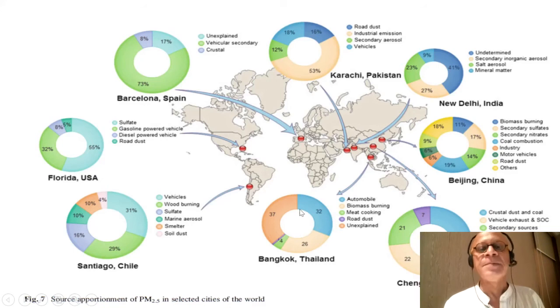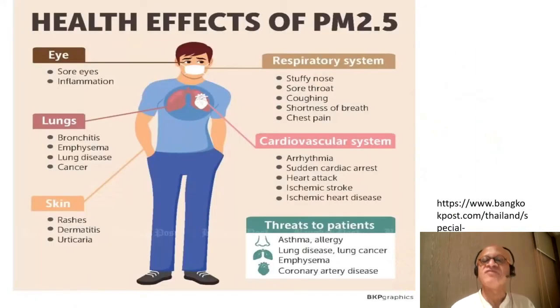Okay. Keeping that in mind, health effects of PM 2.5, sore eyes and inflammation, but the respiratory system damages are the worst ones: stuffy nose, sore throat, coughing, shortness of breath, and chest pain. All these things get exacerbated with ozone and the smog problem. In the lungs, you have bronchitis, emphysema, lung disease, and cancer, rashes, dermatitis, and urticaria in skin.